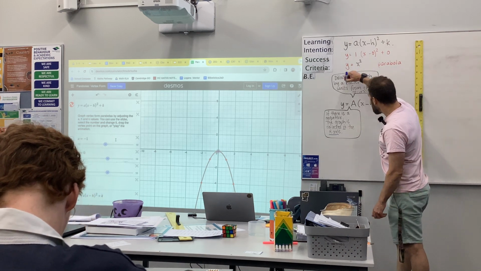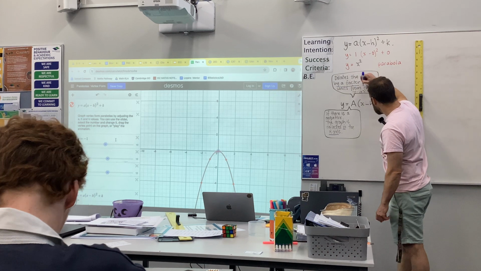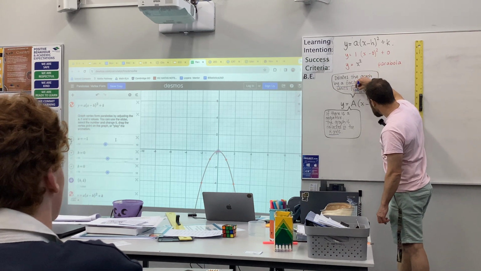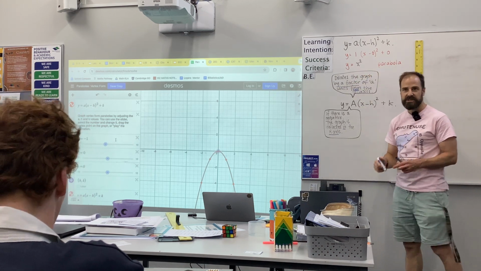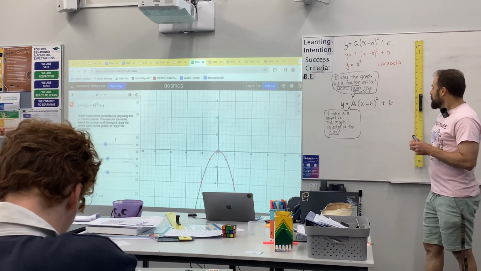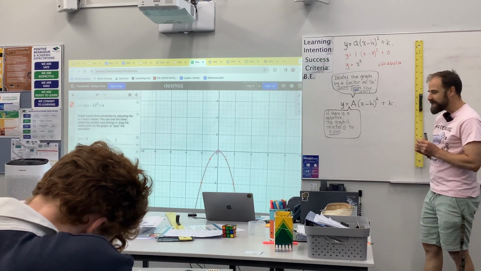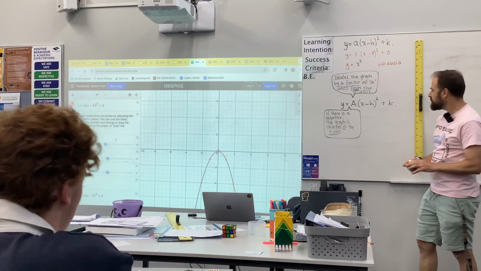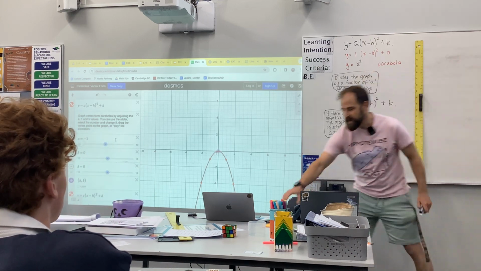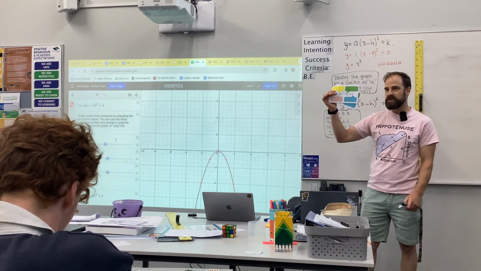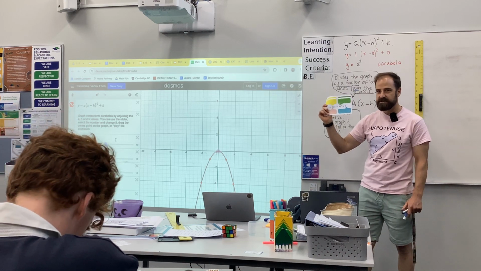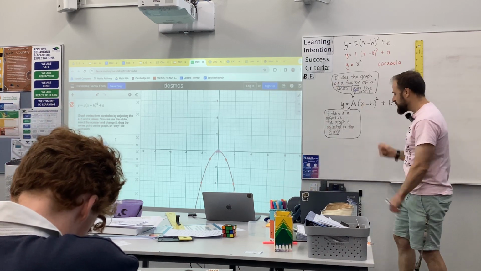So we dilate by a factor of a units from the x-axis. Same thing, we say from the x-axis for the dilation. So if you're asked to explain what's happened to the graph, you'll break out this little piece of paper and you'll copy it word for word and just change the appropriate numbers. Okay?